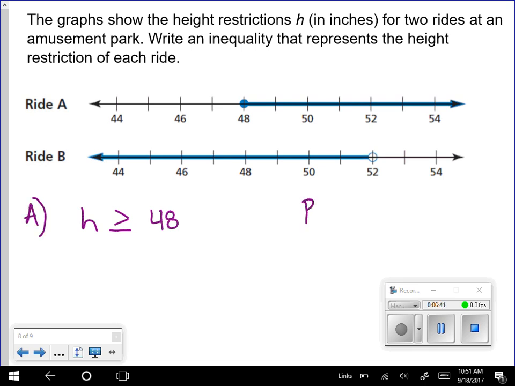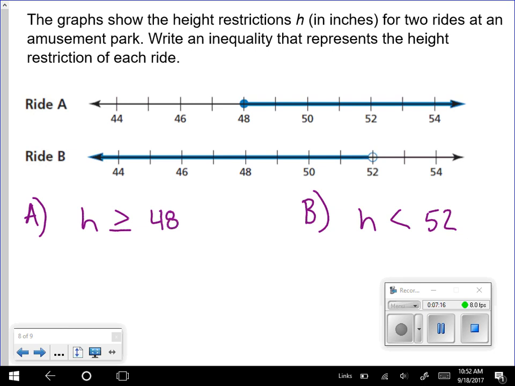For B, in this case we have an open circle at 52, so 52 is going to be big. Our height is the other thing we're talking about here. Everything is going down on this side, so everything is less than, so the height needs to be less than. Is 52 included in that inequality? It is not, so we're not going to put a line underneath it. The height needs to be less than 52 for you to be able to ride that ride. So that's your last type of problem.